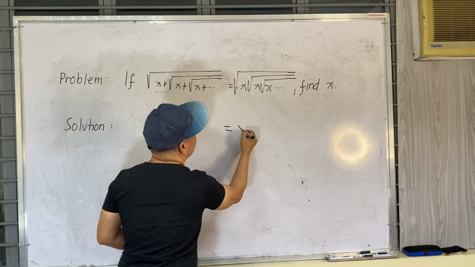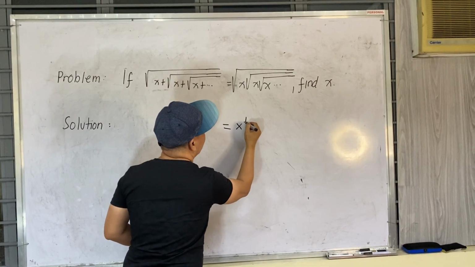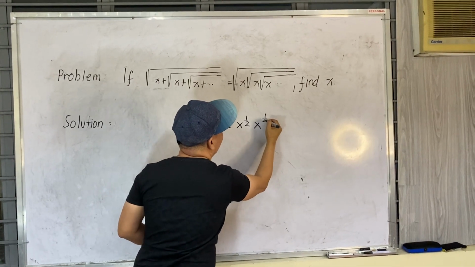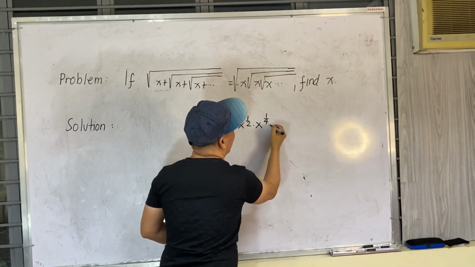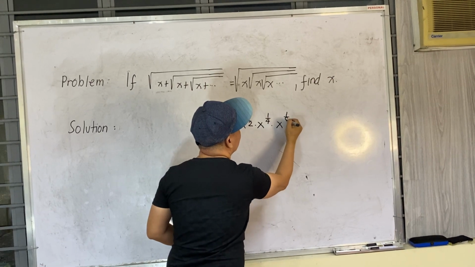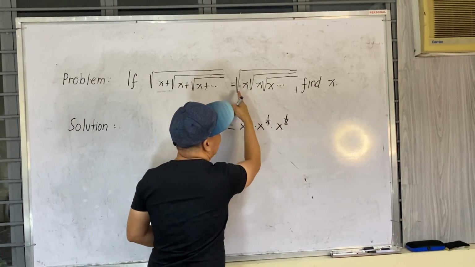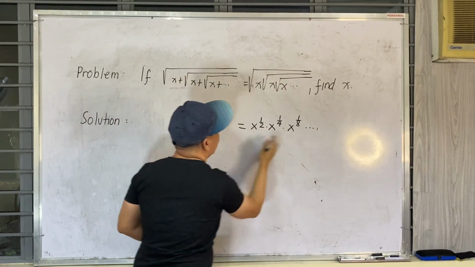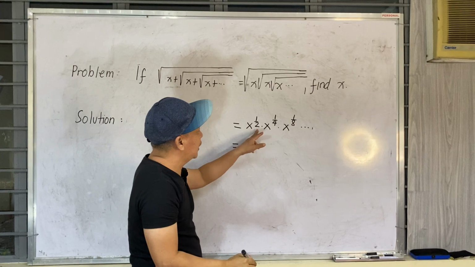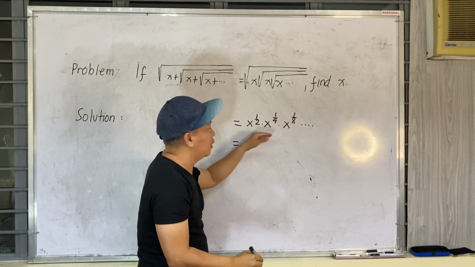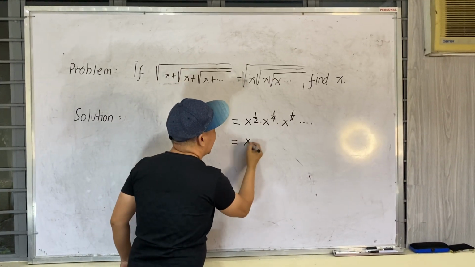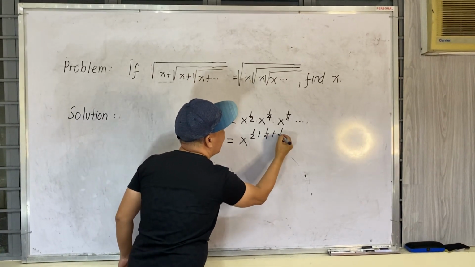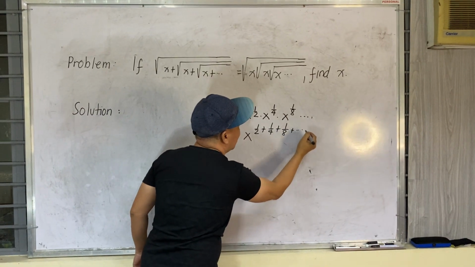to be x raised to 1/2. This expression can be written as x raised to 1/4, followed by x raised to 1/8, which is multiplied by another 1/2, and so on. And now, note that these exponents can be added because they have the same base. We write this as x raised to 1/2 added to 1/4 plus 1/8 and so on.